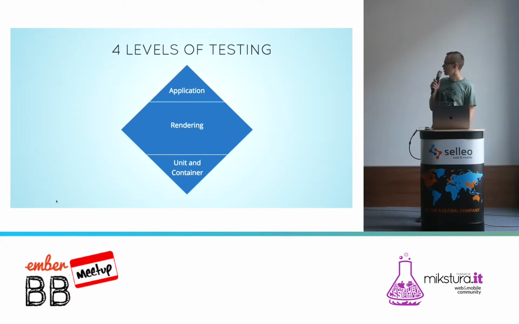So, a quick reminder about the four levels of testing in Ember. Right now, from Ember 3.0, we have four levels of testing, but for me the classification looks like this, where we have unit and container tests, then the majority of rendering tests, previously integration tests, and then the slowest one, the application acceptance tests, in which we are testing user behavior, interaction, and application flow.